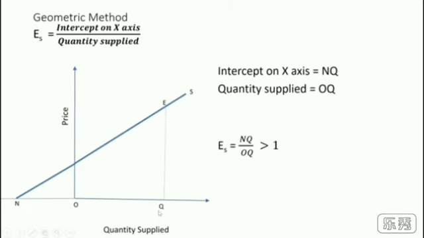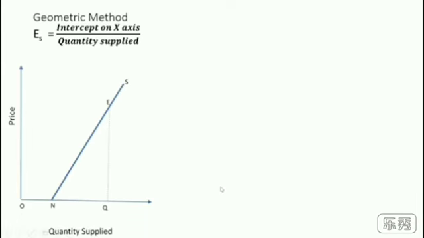So for any point S on such a supply curve, we see that NQ0 is more than OQ0. The elasticity at any point on such a supply curve, therefore, will be greater than 1. So in this manner, the graphical representation of the supply curve shows the geometrical method. So in this case, the elasticity of supply is greater than 1.